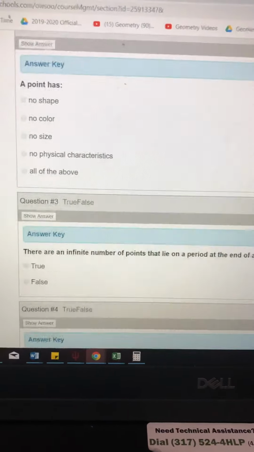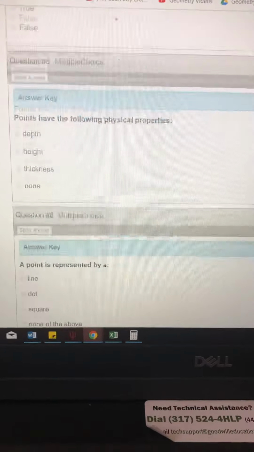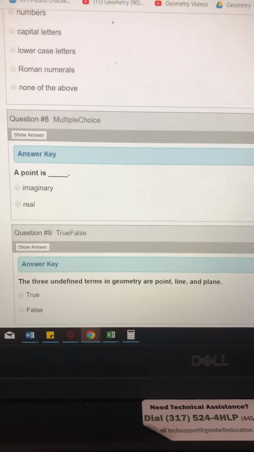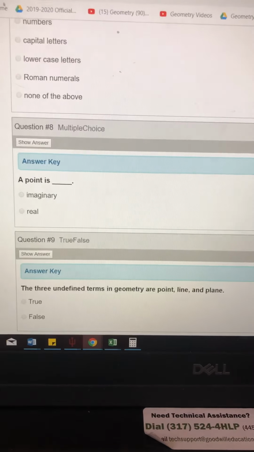There'll be no mathematical calculation necessary. It's all just based off of the information that you learned from this video and from the information in Odysseyware.